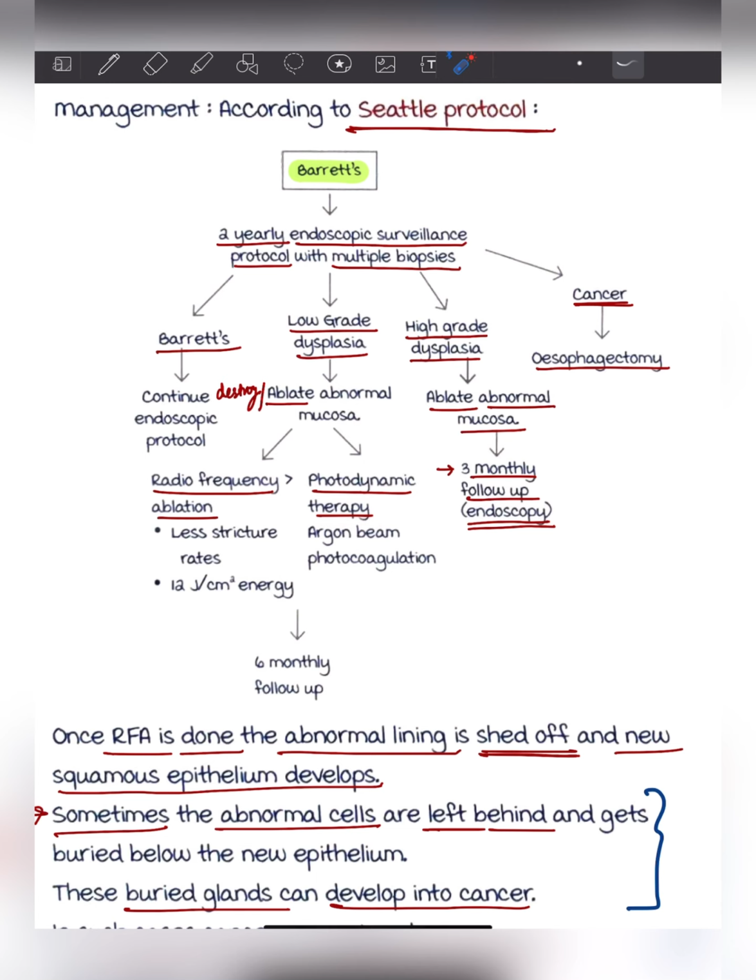In radiofrequency ablation, there are fewer stricture rates and 12 joules per centimeter square energy is used, and 6 monthly follow-up is required in both of these. In photodynamic therapy, we use argon beam photocoagulation, but radiofrequency ablation is always better. Now, high-grade dysplasia, in this we have to ablate abnormal mucosa. 3 monthly follow-up endoscopy is done, and if there is cancer, then esophagectomy is done.